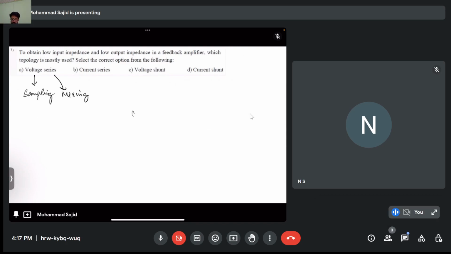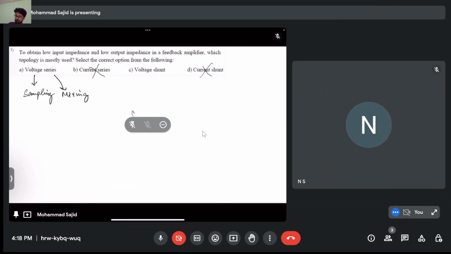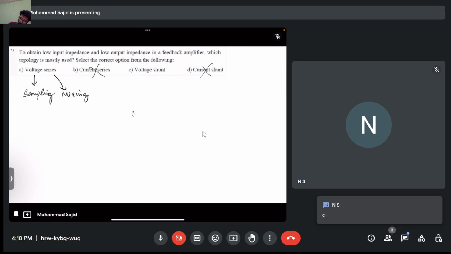Now you know it is voltage at output, so this one is gone, this one is gone. Now you have two options: voltage series, voltage shunt. Similarly, at the input you should connect your elements in parallel, so it is voltage shunt, right? So you connect it in shunt, and both your impedances will reduce.